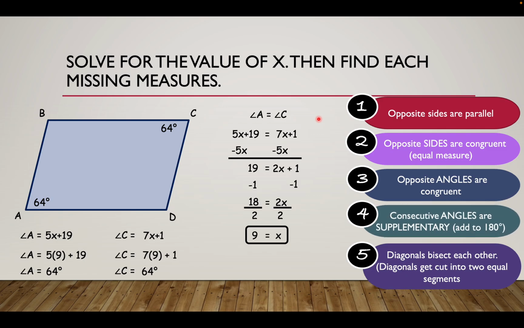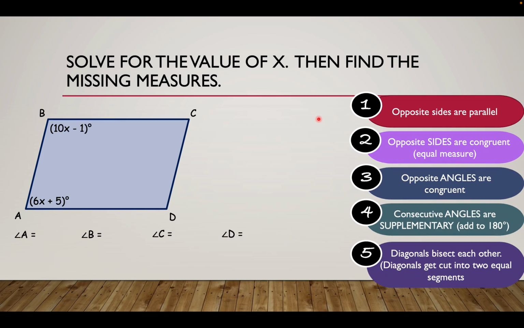To figure out angle B and angle D, those angles are consecutive, meaning if I took 180 minus 64, that would leave me with these angles would have to be 116 each.